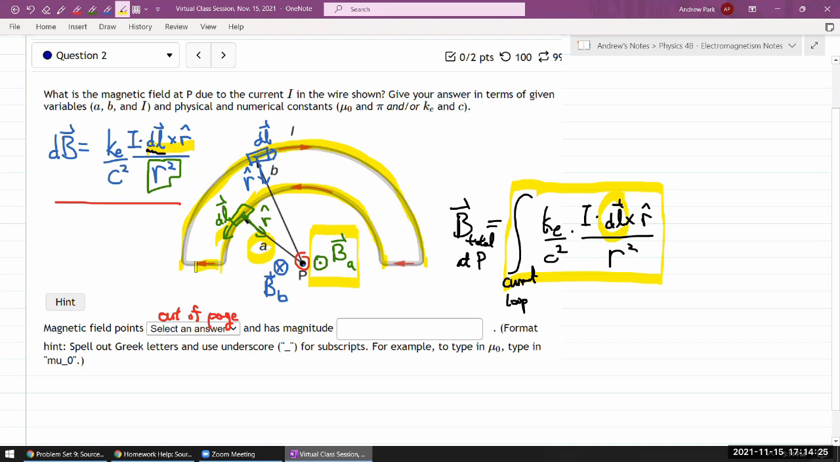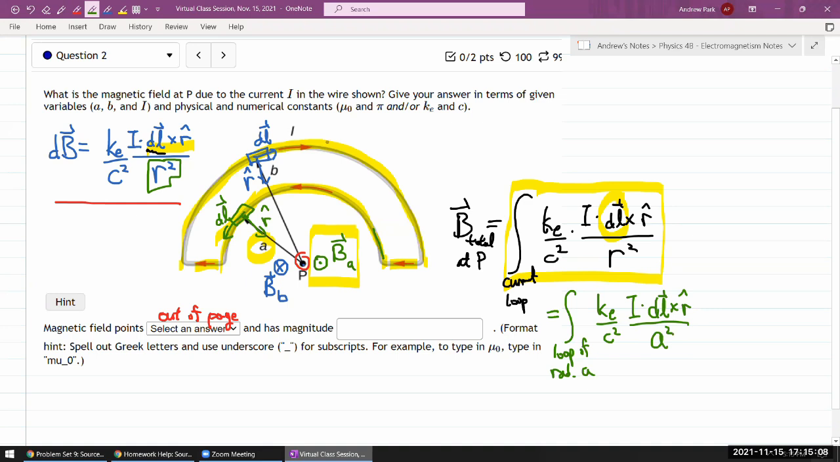And as I mentioned, along this portion, there's no contribution to magnetic field, so I can skip those. So I'm going to be integrating around the loop of radius a. Same coefficients, k over c squared, and I can plug in some values as I do this now. I times dl cross r hat. And here, instead of r squared, I know the distance, that's a, for all the points along this path, starting from here. So I can just say divided by a squared.